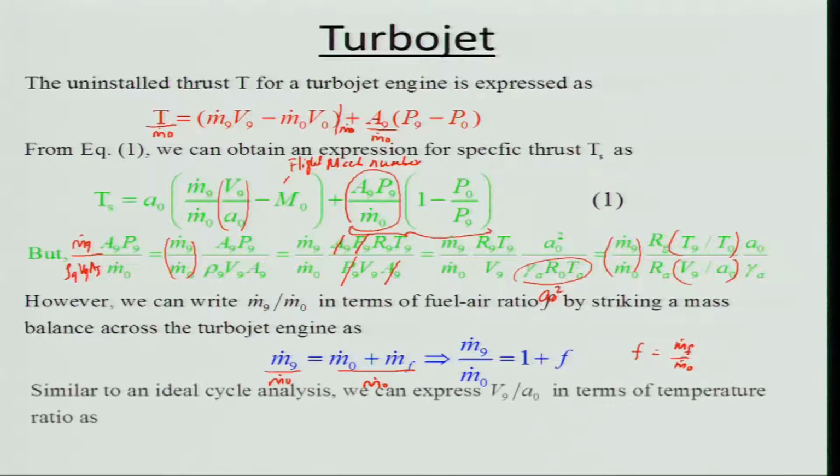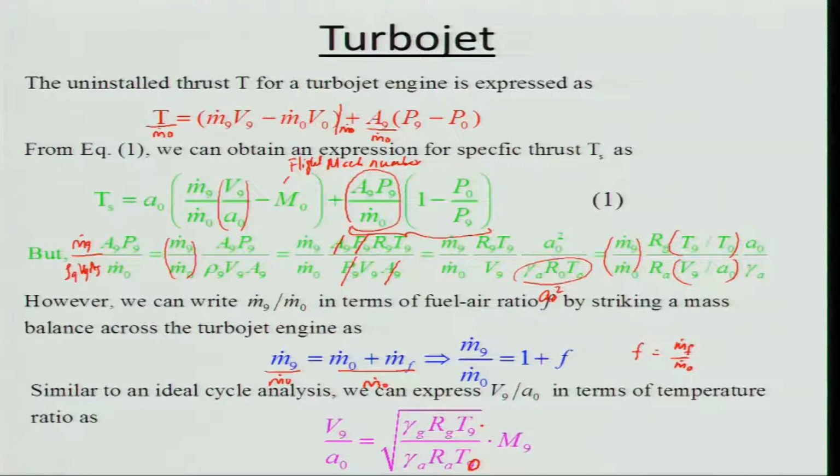And we can write V 9 by A naught as root over gamma g R g T 9 divided by gamma a R a T naught into M 9. Earlier we were saying gamma g and gamma a are the same, but now we will not consider that again, as the real effect is coming into the picture. Similarly, R g need not be the same as R a. Of course, T 9 by T naught, again we will have to determine, and M 9 we will determine, so that we can get this term.